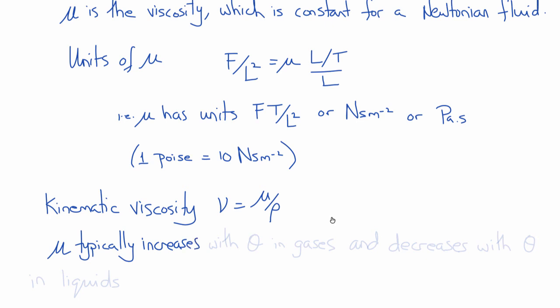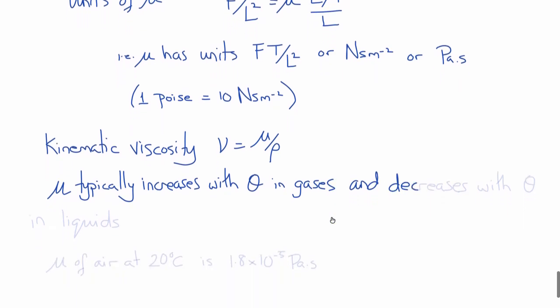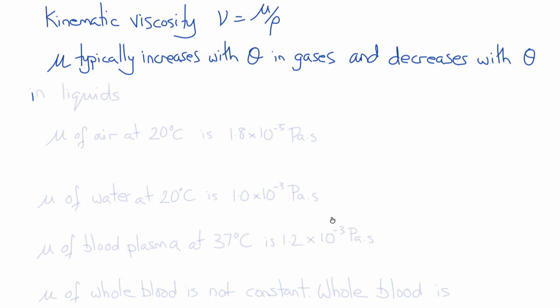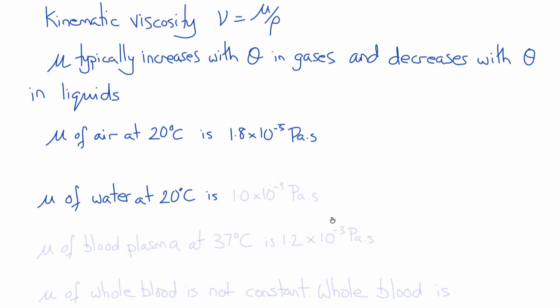Now, viscosity typically increases with temperature in gases and decreases with temperature in liquids. As a few examples, the viscosity of air at 20 degrees Celsius is 1.8 by 10 to the minus 5 pascal seconds. The viscosity of water at 20 degrees Celsius is 1.0 by 10 to the minus 3 pascal seconds, 50 times greater. The viscosity of blood plasma at 37 degrees Celsius is only a little bit greater than that of water at room temperature, 1.2 by 10 to the minus 3 pascal seconds.